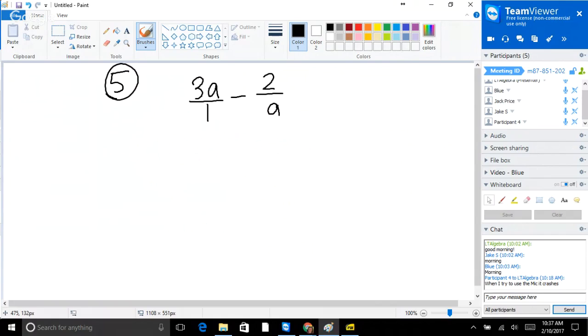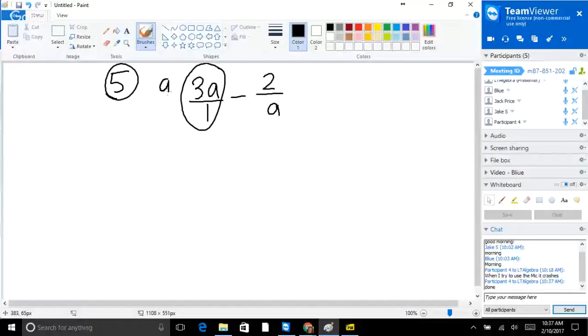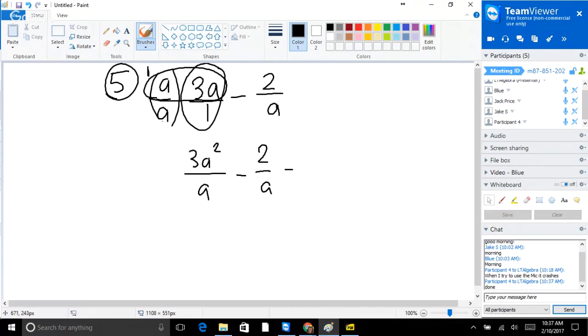Awesome. Okay, so we have to make this one have a denominator of a, right? In order to do that, we're going to multiply by a over a, which is just like multiplying by 1. I know I've said that a million times, but it's just like multiplying by 1, right? So a times 3a is 3a squared, and a times 1 is a, minus 2a. Now we just use our rules of subtracting. So our denominator is a, and our numerator is 3a squared minus 2.